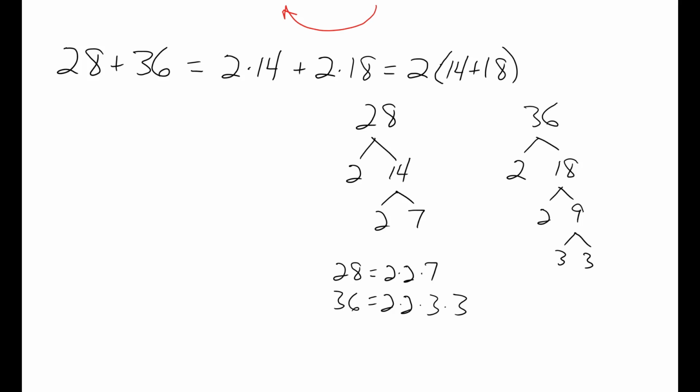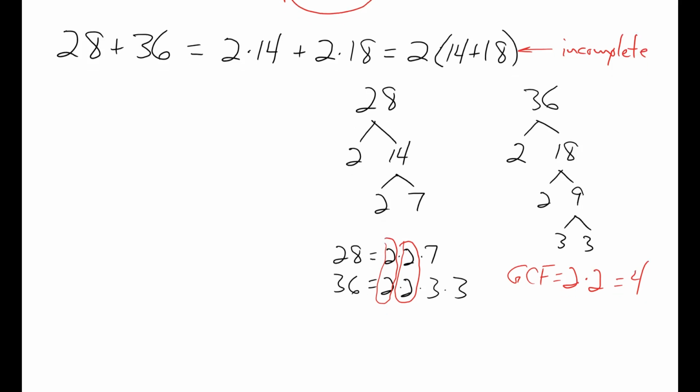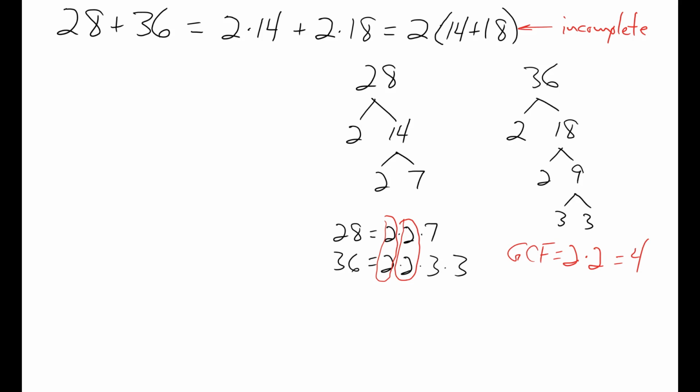And I can see that my common factors are two 2s. So my GCF, greatest common factor, is going to be 2 times 2, which is 4. Okay, so let's mark the factorization that we did here. We're going to say that's not wrong, just incomplete. And let's go back and use our greatest common factor now to factor our expression completely.